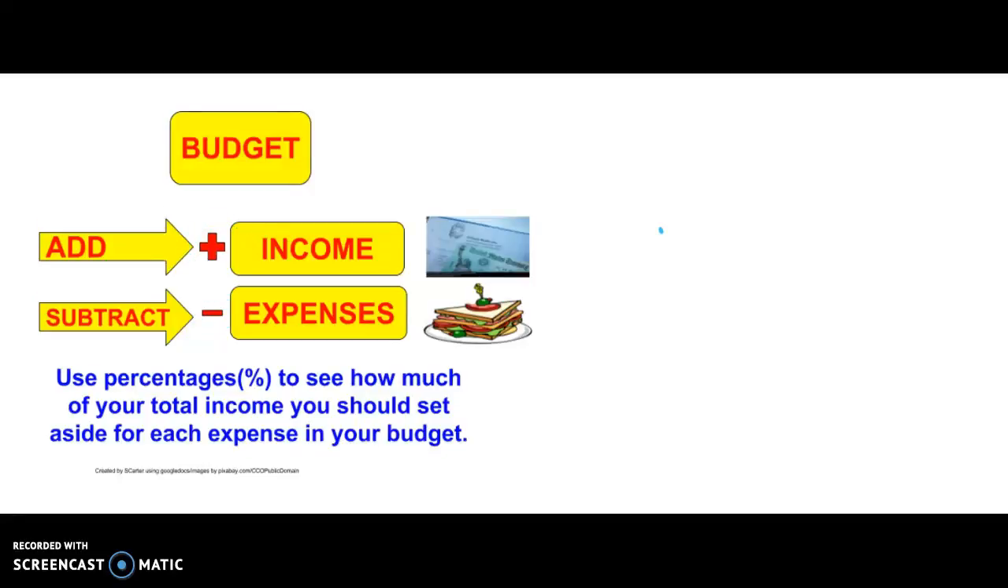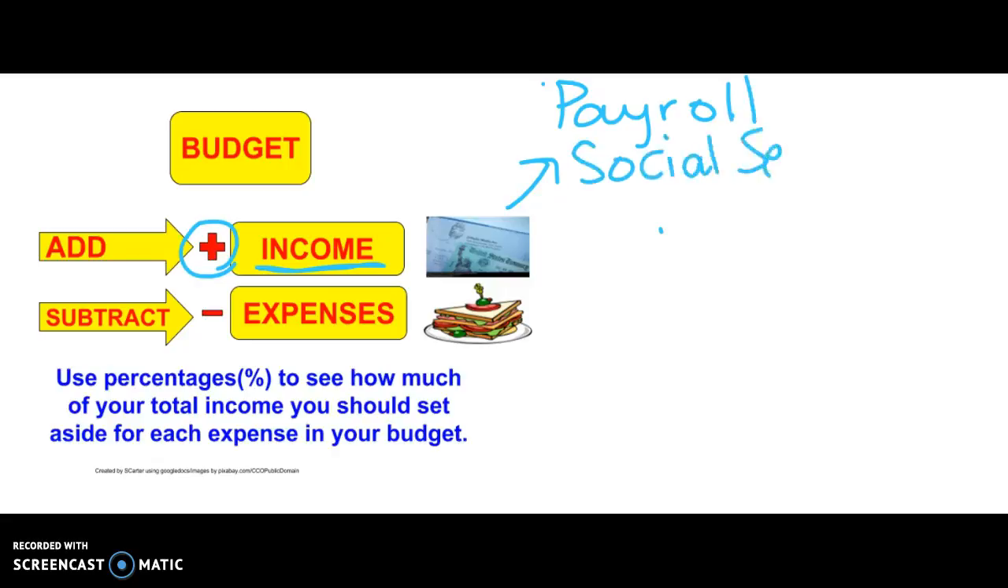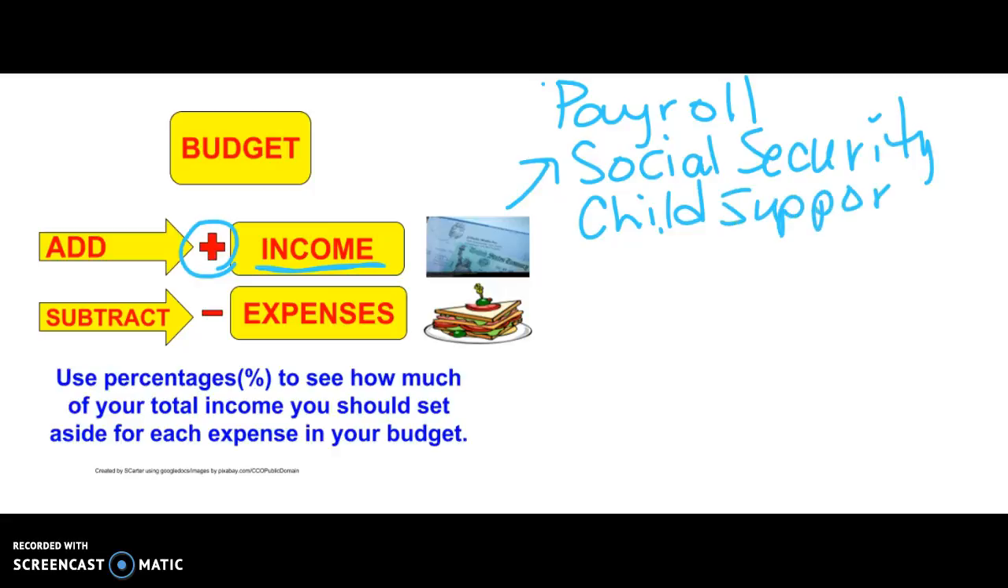Today we're going to look a little bit about our budget and some of the things that go into our budget. So the first thing we want to talk about is income. Remember, income is added to your budget. So some of the sources of income would be like your payroll check, your Social Security check, and sometimes you would have child support checks. So those are just some sources of income.